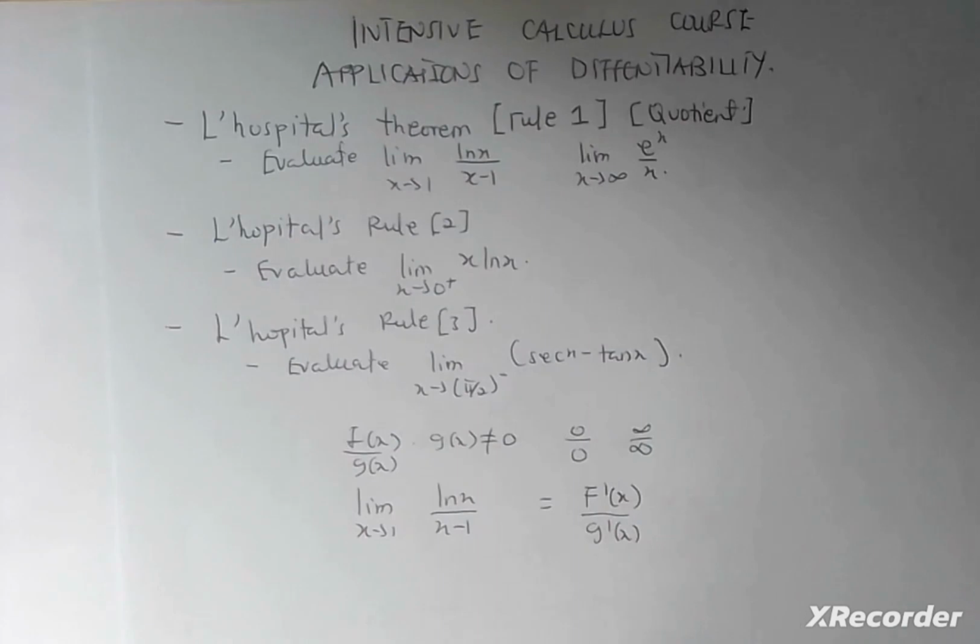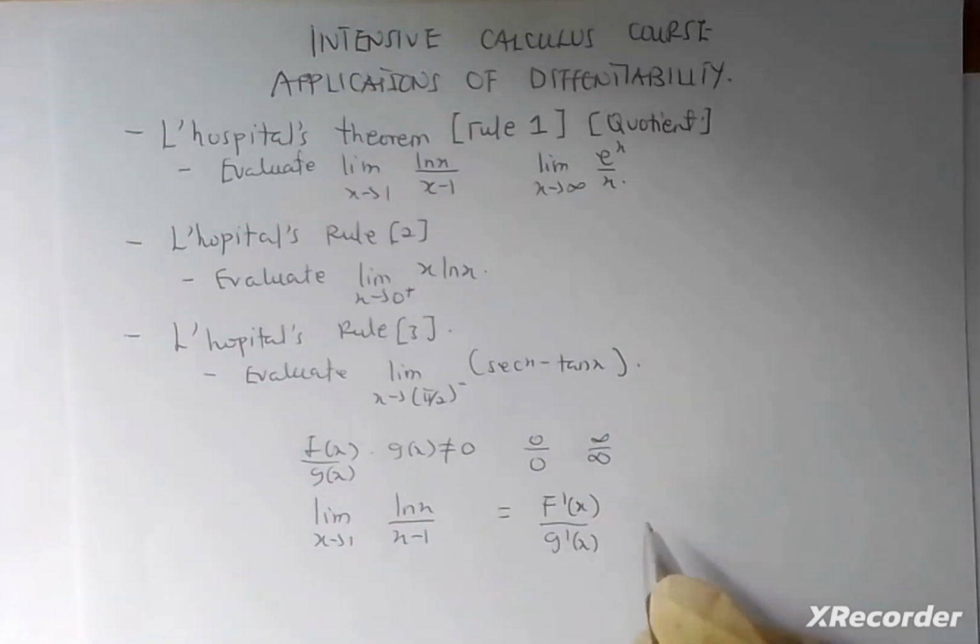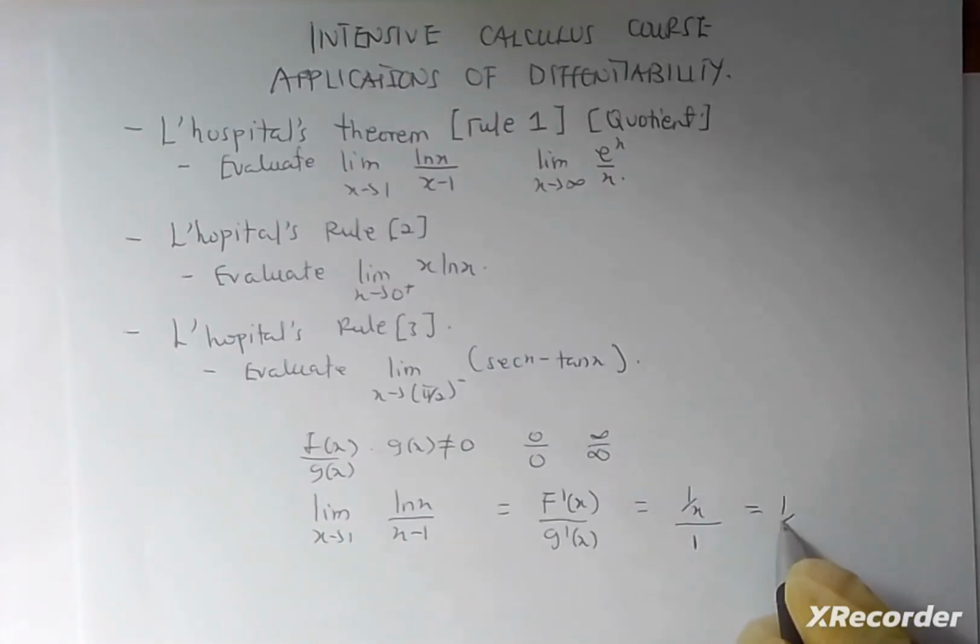We've done derivatives of the ln function. If I differentiate ln x, I simply get 1 over x. Then x minus 1, which is a linear function, differentiates to 1. So this becomes 1 over x. After doing this, we apply our limit value. Our limit value is 1, we put it inside, so our limit is equal to 1 over 1, which is equal to 1. And that is how we apply L'Hopital's rule 1.